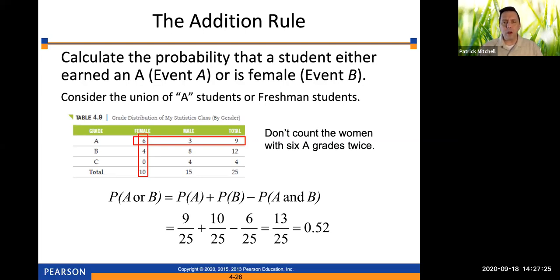So we got 9 25ths plus 10 25ths minus 6 25ths, which is 13 25ths, which is 0.52. Notice that's the same answer you would have gotten if you had done 6 plus 3 plus 4 plus 0. It's just, I think this is a little faster.